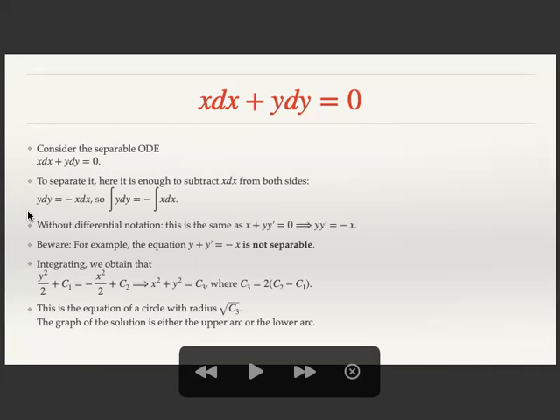This equation again is separable. In order to separate it, it's enough to write all the terms containing y on one side and all the terms containing x on the other side. This can be done by subtracting x dx from both sides, or it could also be done by subtracting y dy from both sides. Here I subtracted x dx from both sides and I get y dy is equal to minus x dx. Now we can integrate both sides. So the integral of y dy is equal to minus the integral of x dx.